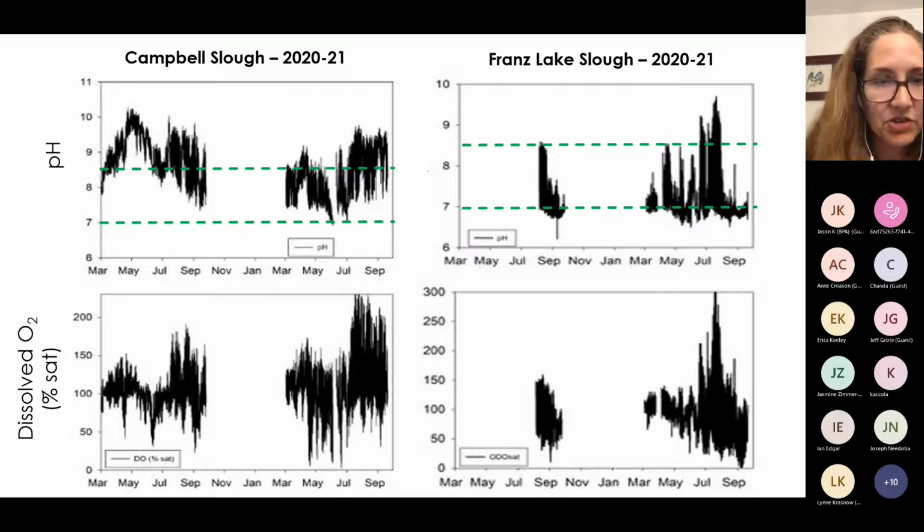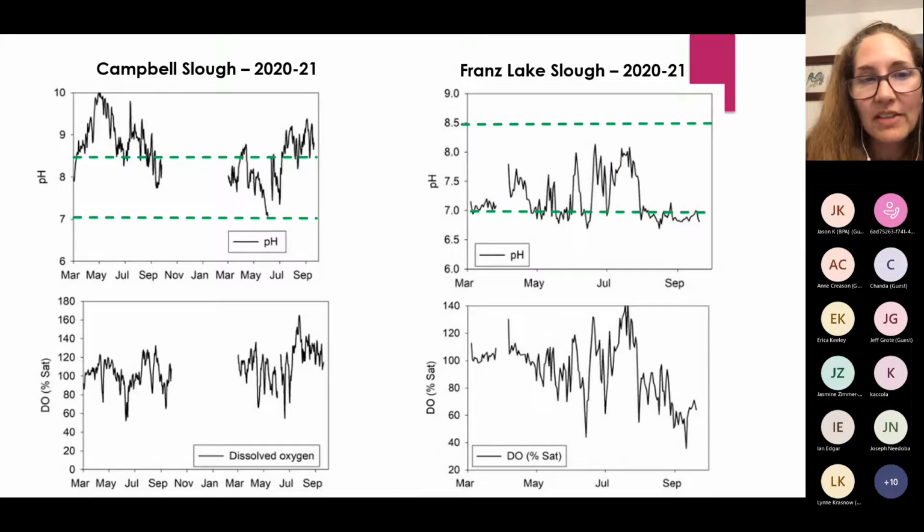And similarly with oxygen, you get little dips down to very low percent saturation relative to the atmosphere and very high peaks. So these are very dynamic systems, and that dynamism can impact what the lower food web is doing as well. If you average that though on a daily basis, which is what's shown here, for the most part, the dissolved oxygen is pretty good, and the pH becomes within that range of acceptable water quality. At least at Franz Lake Slough.